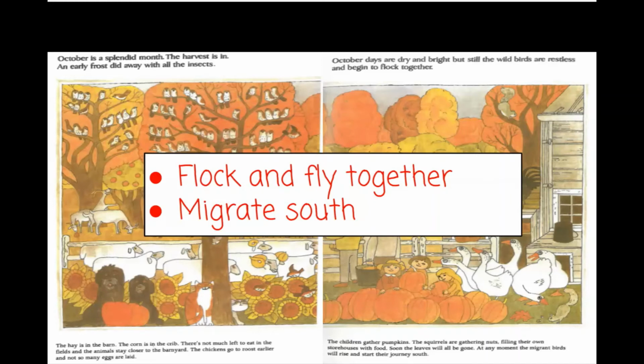What are some other key details that help us understand what happens in the fall time? I heard and I noticed in the illustrations that children are gathering pumpkins, squirrels are filling up their homes with food, the leaves are changing. I can see the beautiful orange and yellow leaves, and the animals stay close to the barnyard. I wonder why the animals stay close to the barnyard. Think about what season comes after autumn.